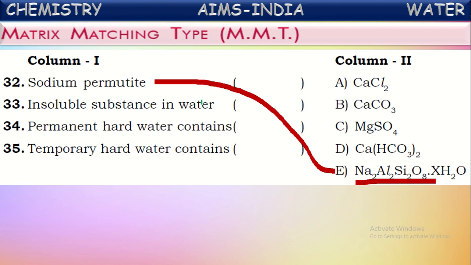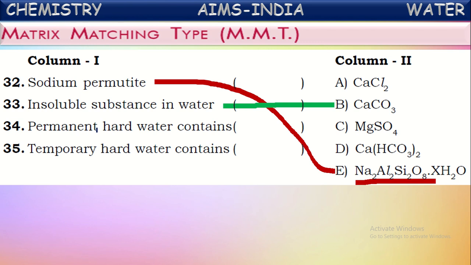Next, let us see another one. Insoluble substance in water. While discussing the hardness of water, after the removal of hardness, those chemicals which caused the hardness will finally be converted into insoluble solid substances like magnesium carbonate and calcium carbonate, which are further removed by the process called filtration. Out of those two, here it is mentioned calcium carbonate. Calcium carbonate is insoluble in water. Okay.